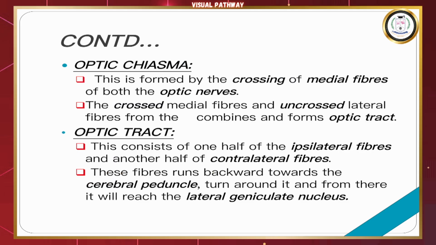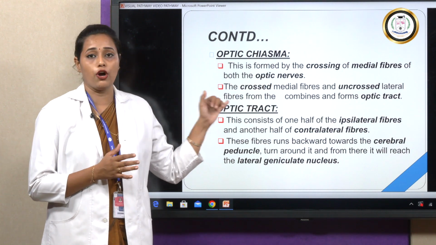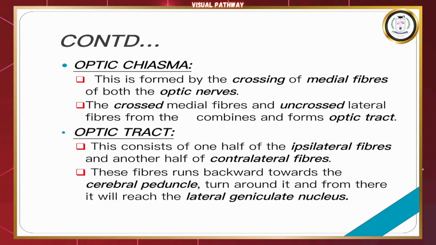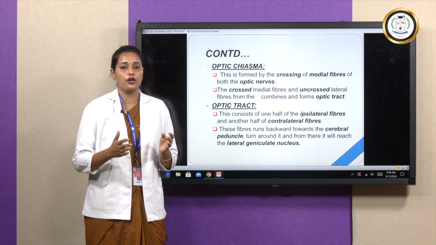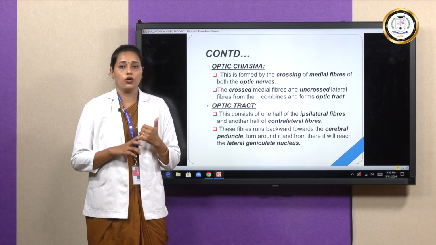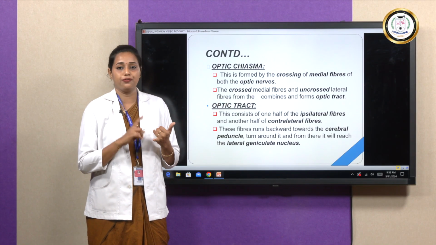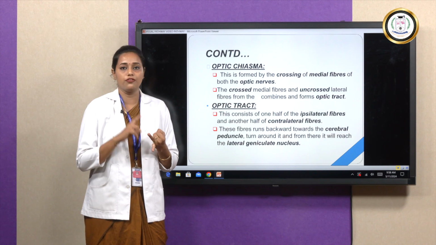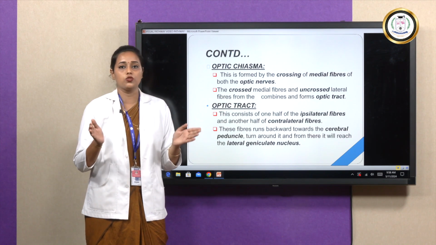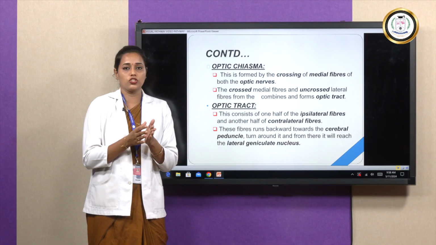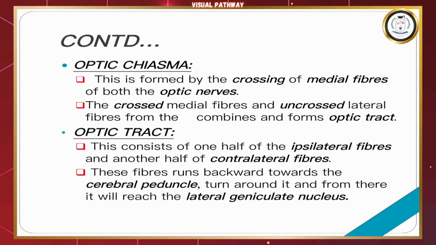Now, let us discuss about optic chiasma. So, this optic chiasma is formed by the crossing of the medial fibers of the optic nerve. That is, the medial fibers of both the optic nerve will be crossing in order to form the optic chiasma. So, we have the crossed medial fibers and the uncrossed lateral fibers. These two fibers will combine to form a structure which is called as optic tract.